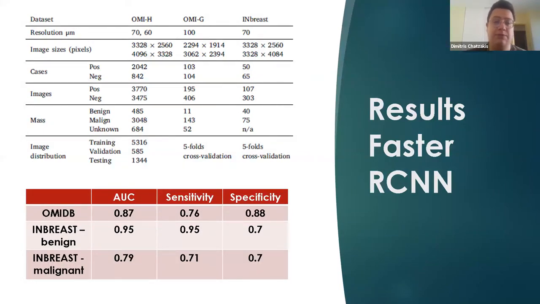So the results here are an area under curve of 0.8587 for the OMIDB with a sensitivity of 0.76 and a specificity of 0.88, while the INBREAST benign case has an AUC of 0.95, sensitivity of 0.95, and specificity of 0.7, while we have lower and worse results for the malignant case.